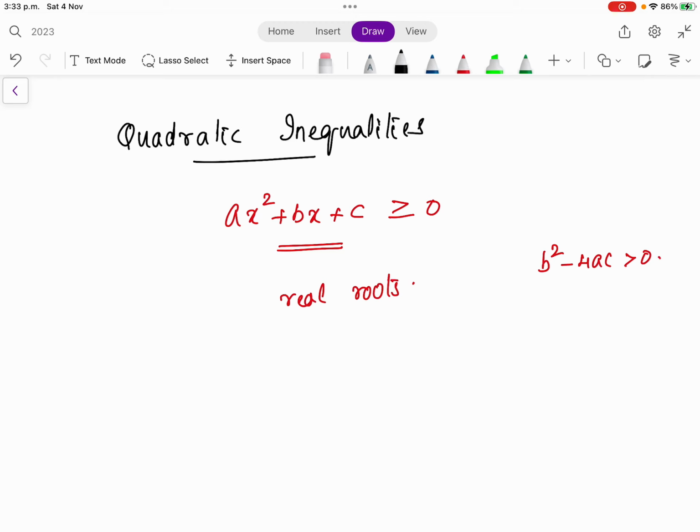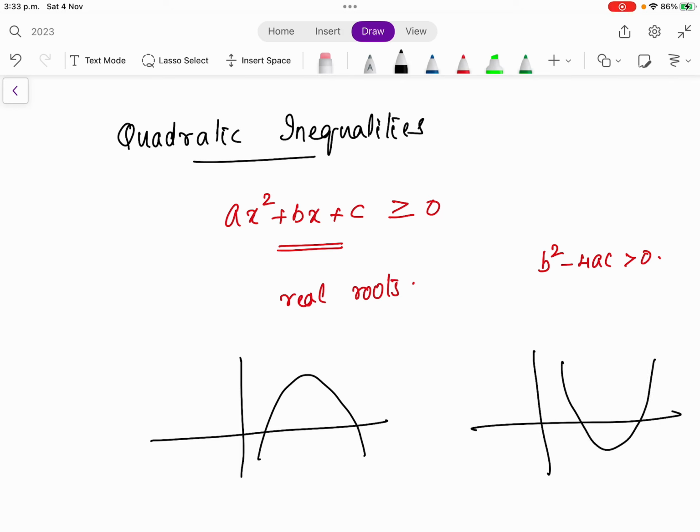Now with these real roots, you need to draw a rough graph of the equation. For a quadratic equation, the graph will always be either this shape or this shape. The U-shape is when a is greater than 0, where a is the coefficient of x². If a is less than 0, you will get the other shape. You should use this graph to find the set of values which satisfy the inequality, here greater than or equal to 0. You have to find it explicitly, and how you figure it out is what we'll see.